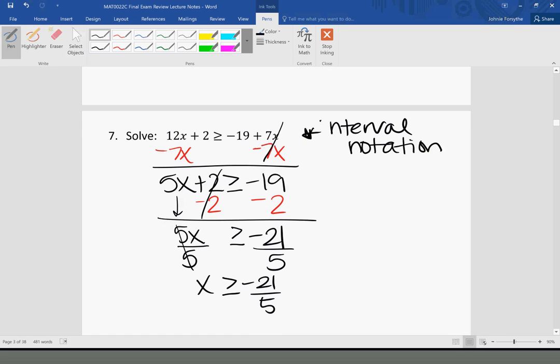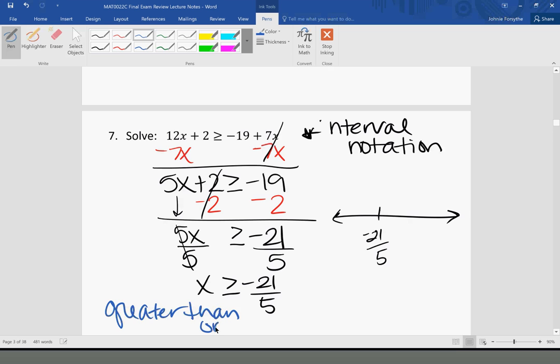So I want to write that solution in interval notation. I like to first graph it and then use the graph to write interval notation. I only have one value here, which is negative 21 over 5. I'm just going to stick it right there in the middle. And this says x is greater than or equal to. That's what this is saying. So, greater than or equal to.